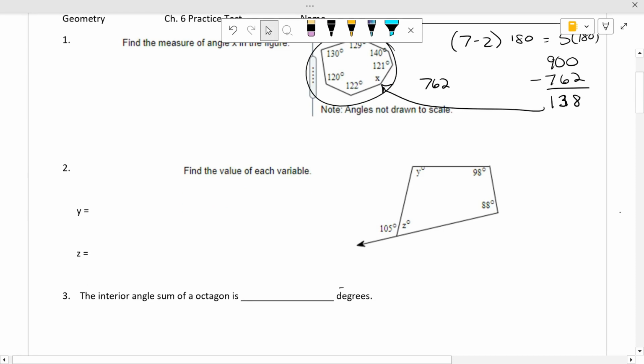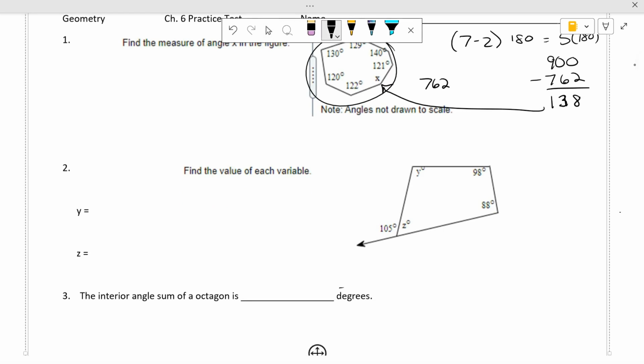Number 2, which did you find first, Y or Z? Z. 180 minus 105 is 75. So if this is 75 and there's 360 degrees inside a quadrilateral, take 360 minus 75 minus 88 minus 98 and you get 99.